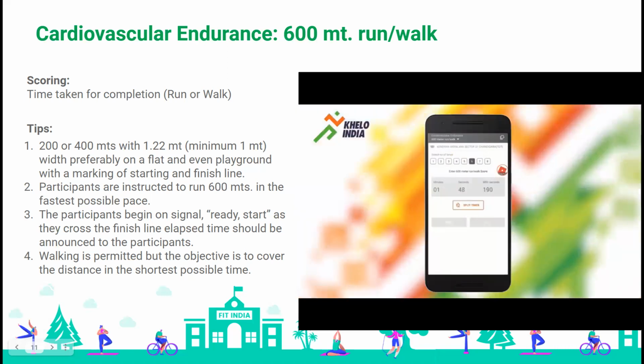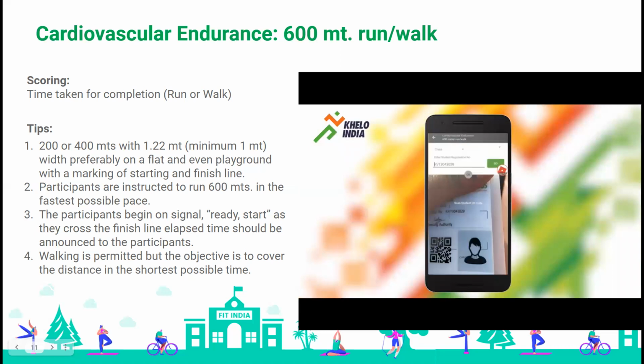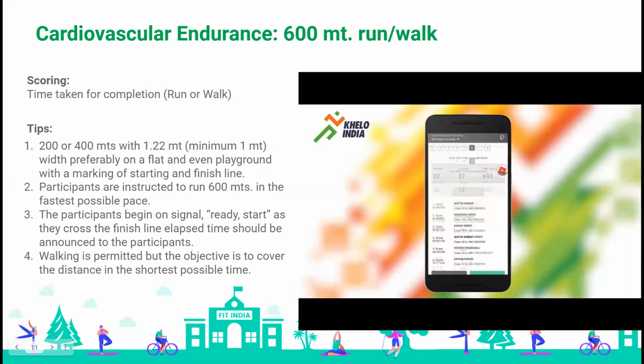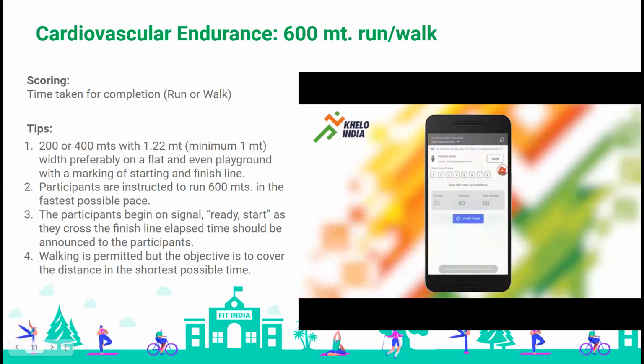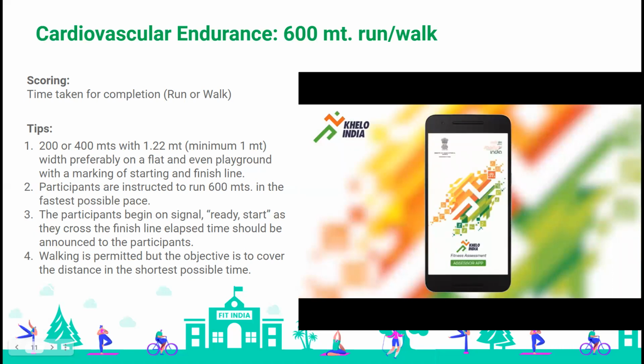To record the timing for each of the participants, tap Split Timer every time a participant crosses the finish line. The screen shows the timing of participants in the order they finished the race. To record individual timing, tap the Scan option and then scan the ID card of the participant. Make sure the ID card is scanned in the same order in which they finished the race. Once you have scanned the ID card of all the participants, save the data to complete the 600-meter run test.